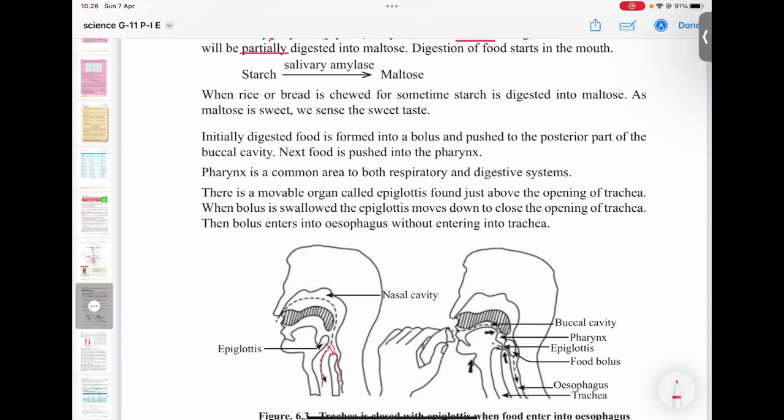Now, why is it important? If you eat, let's say, a grain of rice, and instead of going into the digestive system, it goes into the respiratory system, you can even die. When you aspirate something, you can even die. So therefore, we have something. God created something to close the respiratory system while you are eating. You have a movable organ called the epiglottis.